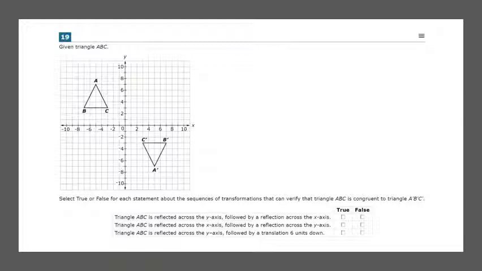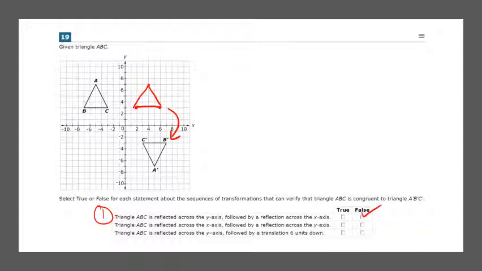So the first statement says triangle ABC is reflected across the y-axis, followed by a reflection across the x-axis. So the first thing that we need to visualize, and this is a very important skill here, is to be able to visualize what is happening in these transformations. So if I reflect the original triangle across the y-axis, this should be where my new triangle ends up. Now if you see visually, if I were to reflect this across the x-axis now, it's not going to match up perfectly to the triangle A prime, C prime, B prime. So this is a false statement.